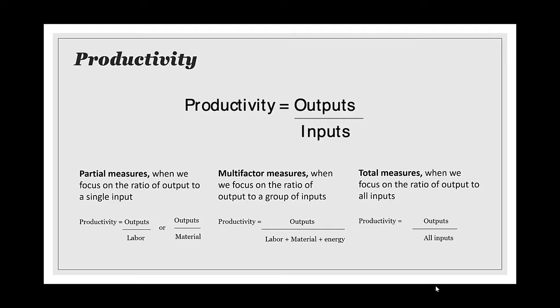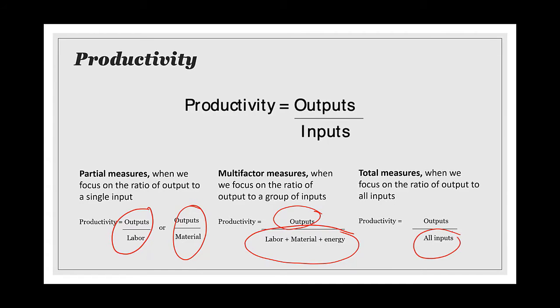There are three types of productivity measurement. First is the partial measures, when we focus on the ratio of output to a single input. The second one is multi-factor measures, when we focus on the ratio of outputs to a group of inputs. And the third one is the total measures, when we focus on the ratio of outputs to all inputs.